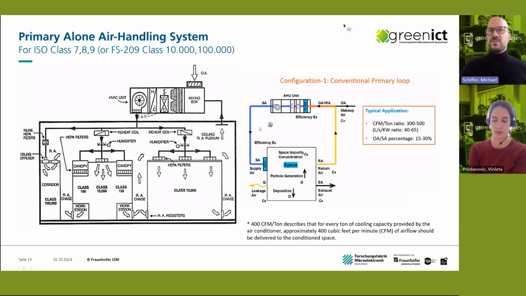When you look at the right side, this is just a schematic of the same system on the left. But what is more important is the CFM per ton ratio, so the cubic feet per minute per ton. As a rule of thumb, if you have 400 cubic feet per minute per ton, it describes that for every ton of cooling capacity you provide, you get 400 cubic feet per minute of airflow delivered to the space. And we will see in the next slides, the better the clean room class gets, the higher those numbers get.